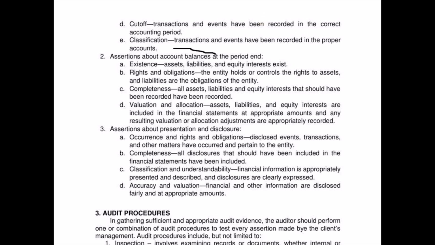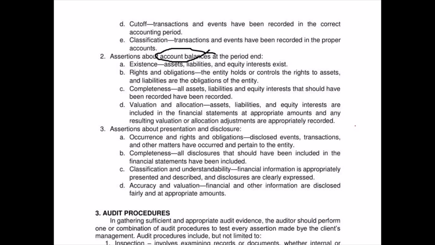Account balances at period end. So, ang una ani existence. Assets, liabilities, and equity interests exist. So, same lang gihapon sa akong example ganina. Naa tay mga PPE ang atong client. So, in order to know whether it really exists, kailangan ta mag-ocular inspection aron mahibal-an nato kung tama jud ba to ang assertion sa management na existing jud ang ilahang mga PPE.